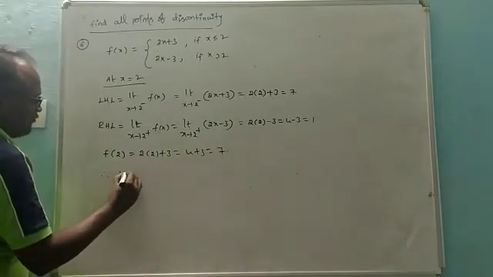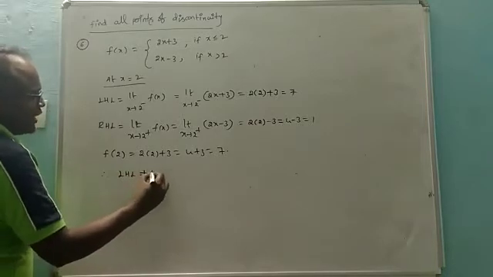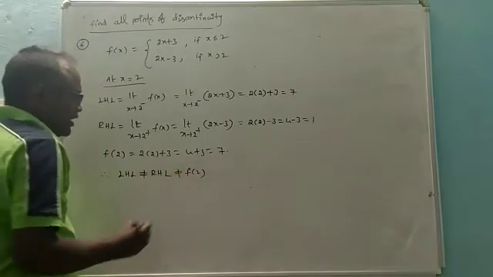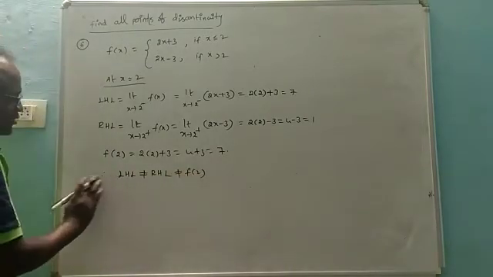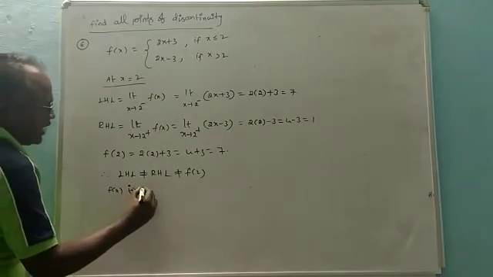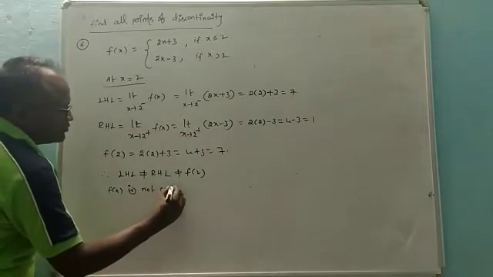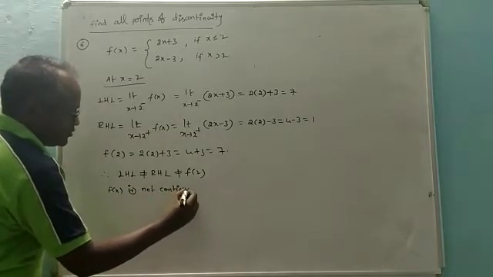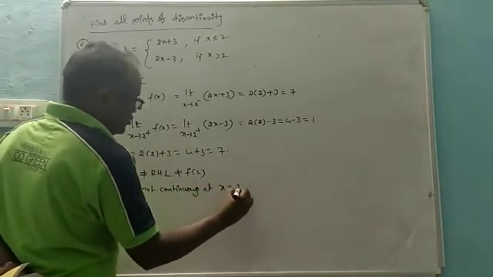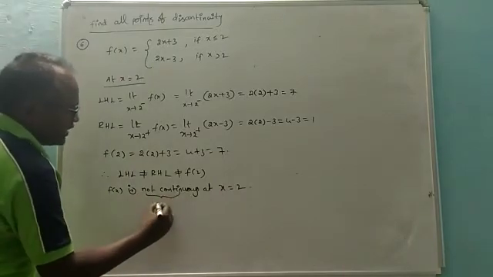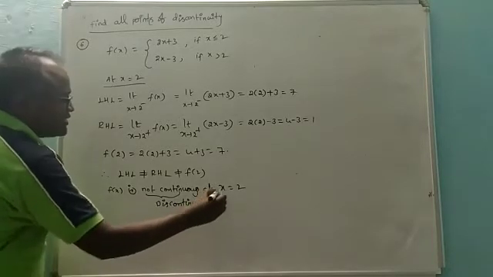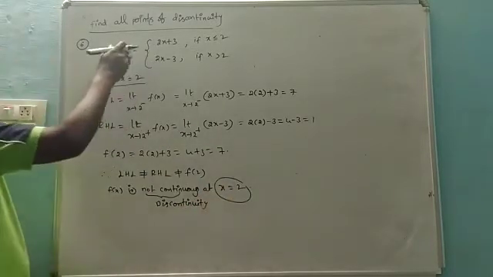Therefore, left hand limit is not equal to right hand limit, and the right hand limit is not equal to f of 2. So here f of x is not continuous at x is equal to 2, which means it is a discontinuity. At x is equal to 2 only the given function is not continuous.